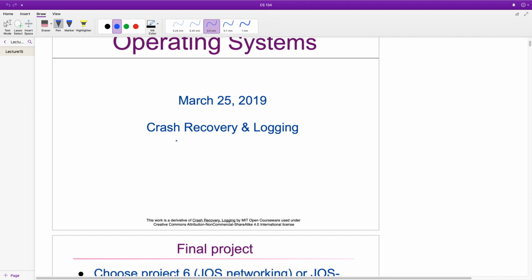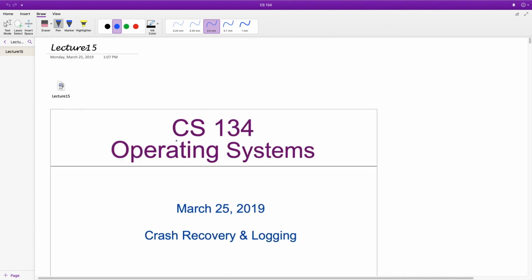All right, so today we're going to talk about crash recovery and logging, but before we do that, let's talk about projects. So Lab 4A, I graded that, and you should all have that. Lab 4B, you turned in, you went on break, you didn't think about it anymore. I unfortunately didn't think about it either. So I haven't started grading that, but I will work on that.